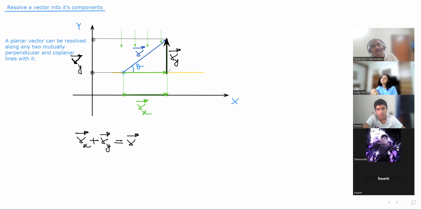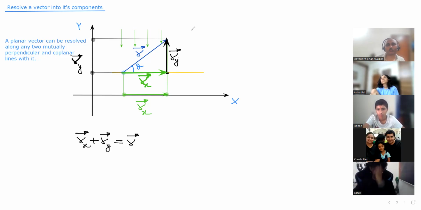Following the triangle law of addition of vectors, you can see here that the tail of Ry is on the head of Rx. Yes or no? And we can easily see here that Rx and Ry add up to give us vector R. So this is how we can prove that these are the genuine or original components of vector R. Understood or not?